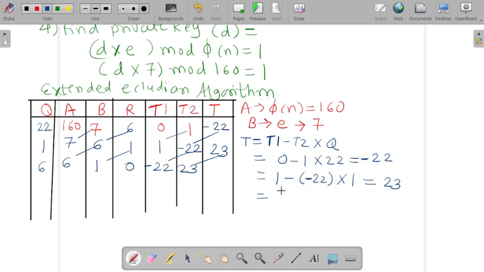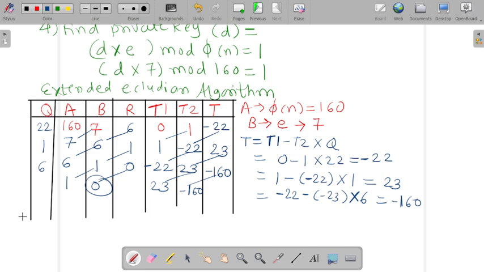Then we are calculating here value of T is equal to minus 22 minus 23 into quotient, that is 6. And we will get here the value, that is minus 160. So I am putting here minus 160, and then again we are doing the shifting operation, that is 1. Here it is 0, here it is 23, and here it is minus 160. We got here 0 as a remainder.